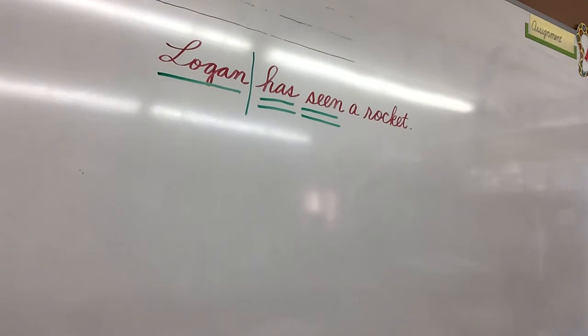Underlining twice. So if you're circling them, you're doing it wrong. You're supposed to be underlining it twice. So underline these twice. That's what you're supposed to be doing.